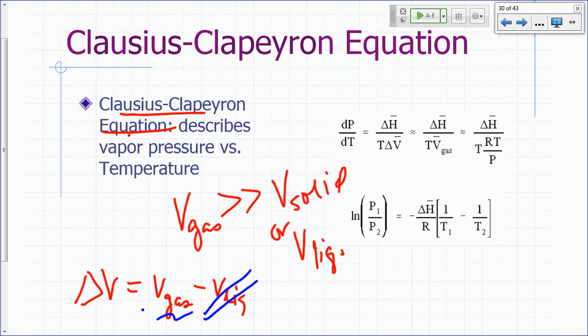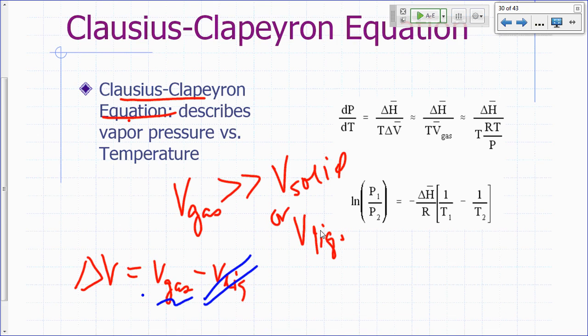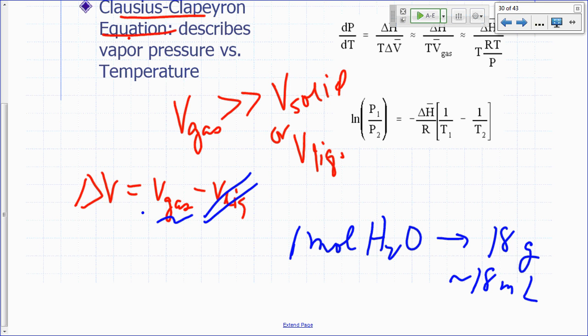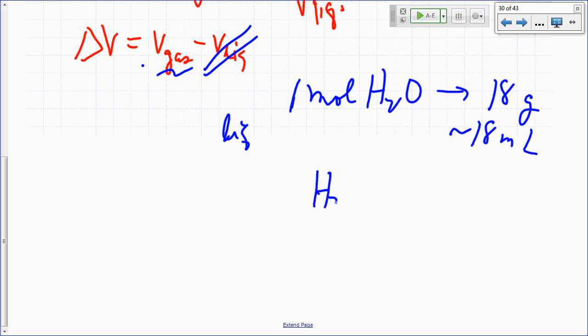Let's clarify that. Remember 1 mole of water. How many grams is a mole of water? Remember? About 18 grams. So how many mils would that be? Liquid water. What's the density of liquid water? 1 gram per mil. So that's about 18 milliliters, right? But that's if that's a liquid, right? Now, if you turn your water from liquid to vapor, gaseous water, 1 mole of a gas would have a volume of how much at STP?